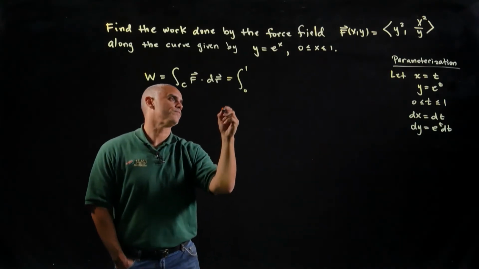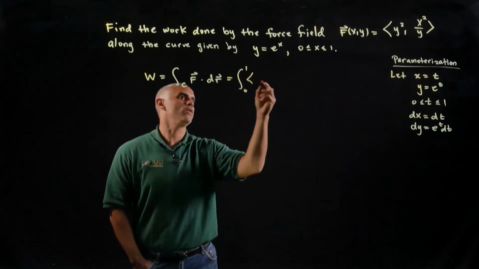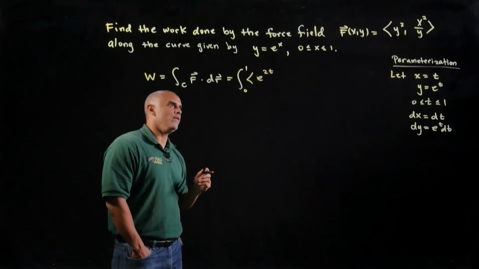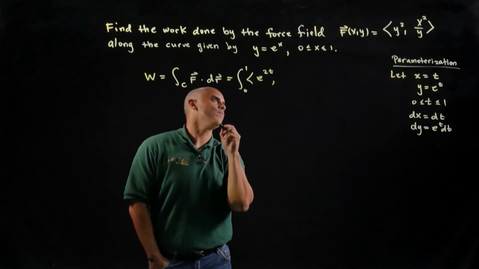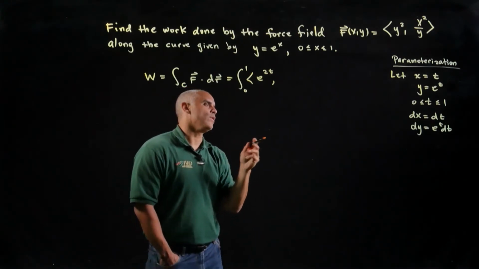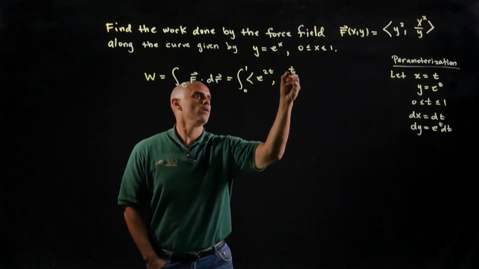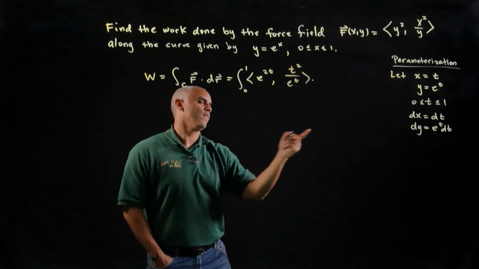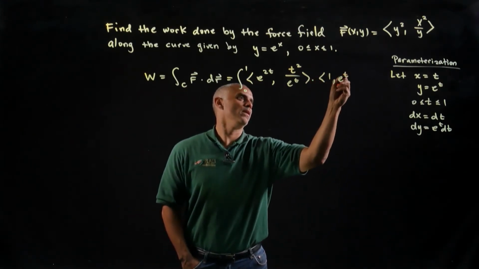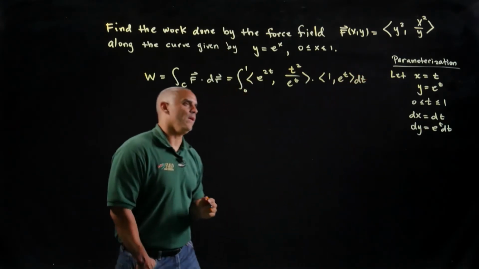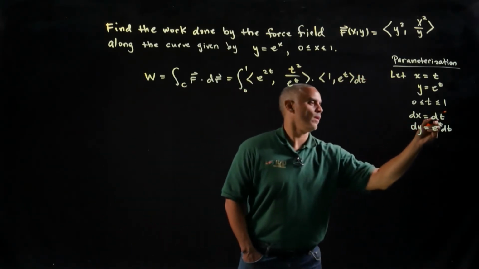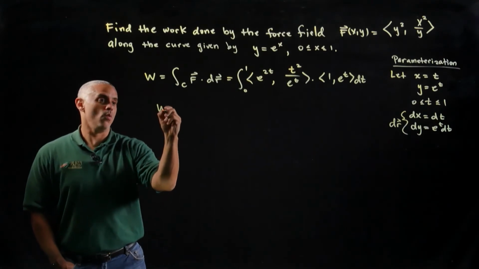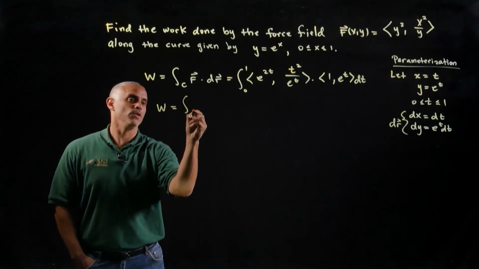My force is y squared, or e to the t squared. When you raise a power to a power, you multiply the exponents, and then the y component of my force is x squared over y. So I'll get t squared over e to the t. And I want to dot that with my dr, which just has components 1 and e to the t, dt. So I get that from my dx, dy.